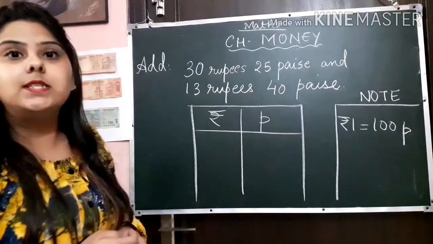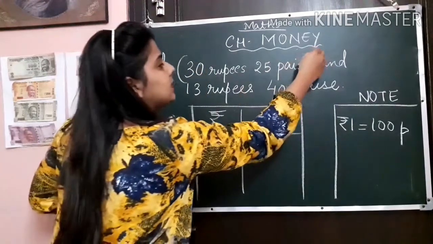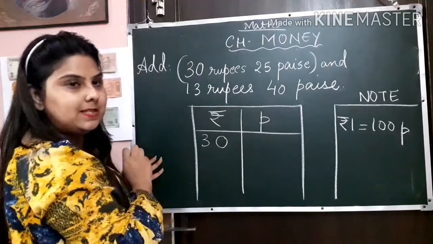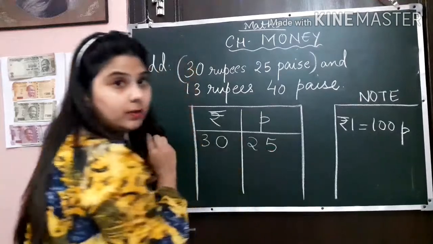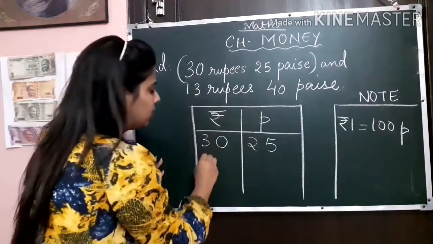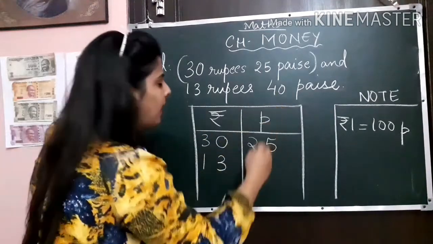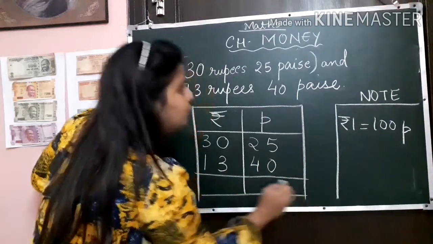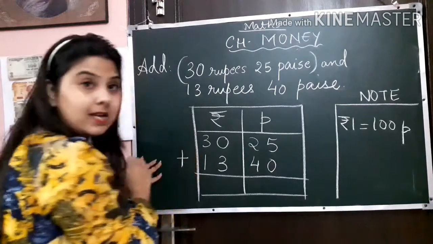Now let us arrange our numbers into column form. So 30 rupees 25 paise: rupees will settle under the rupees column, paise will settle under the paise column. Now moving on to our second amount, 13 rupees 40 paise. 13 will settle under the rupees column and 40 under the paise column. Now what do we need to do? We need to put up the symbol for addition, that is plus.